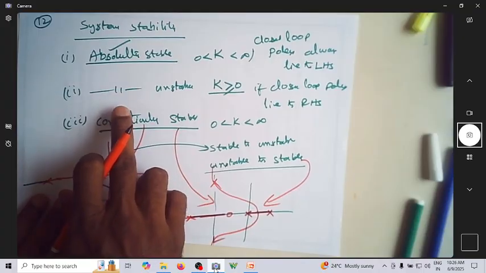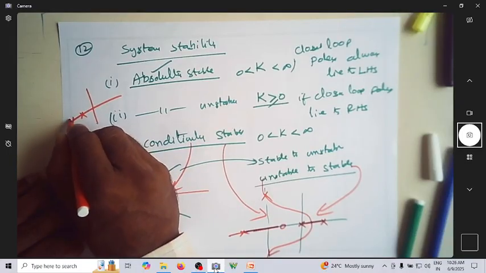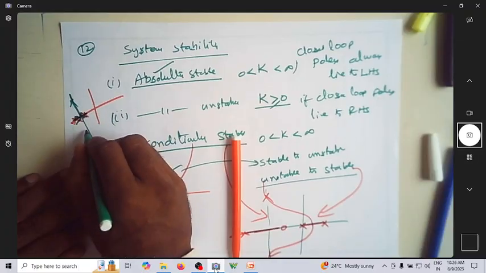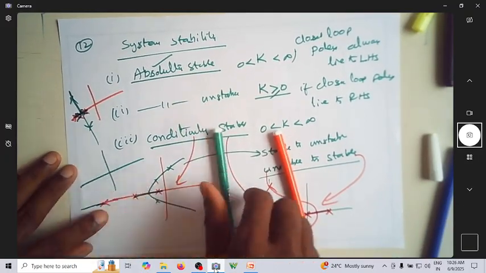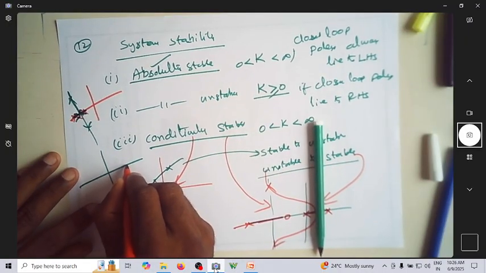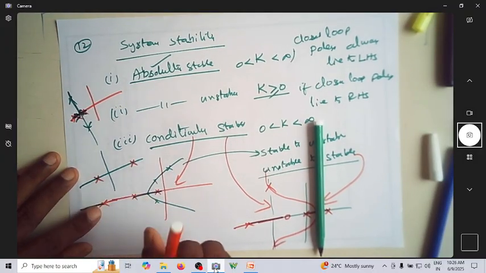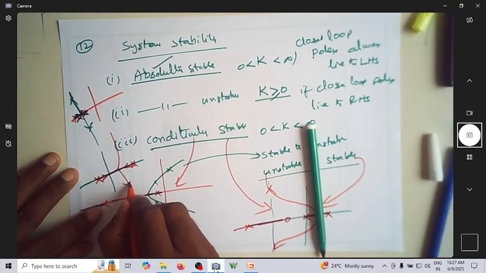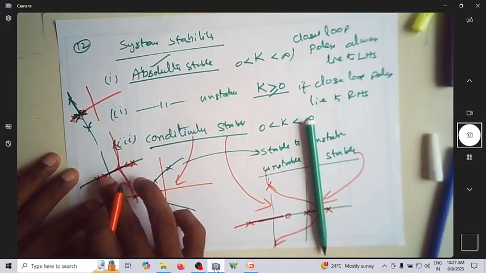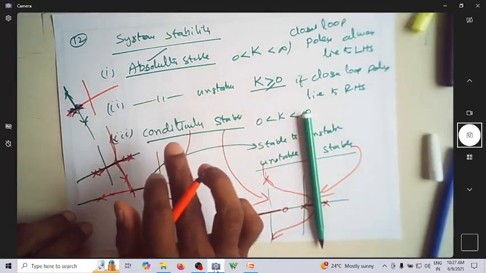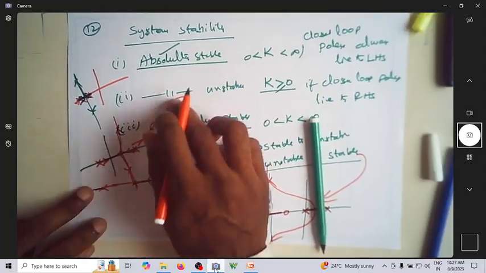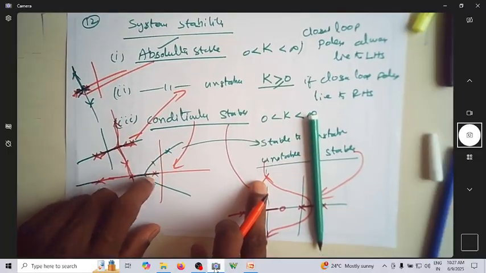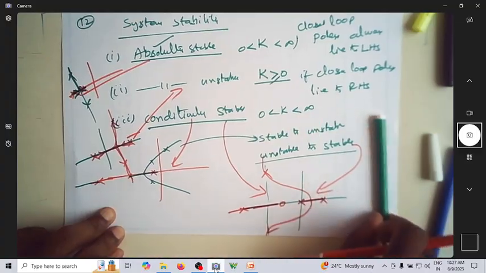So we have seen absolutely stable. You can just think of it like this. There are two poles here. It just goes like this. This is always over here. This is conditionally unstable. Suppose you are having something like this. Assume that this is here and this is over here. What will happen? It actually goes like this. Can you see the system is at least having one pole always towards the right hand side? This is absolutely unstable. This is absolutely stable. This is conditionally stable. This is also conditionally stable.